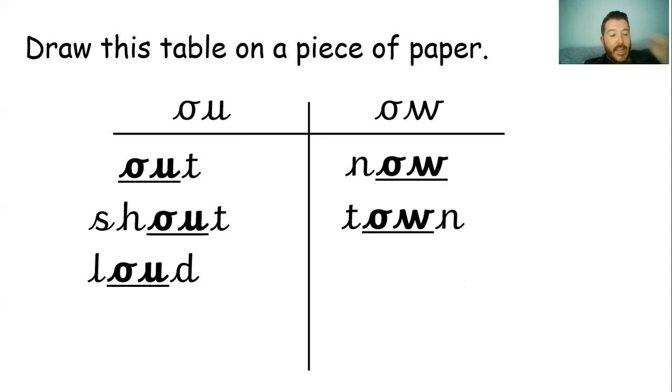Okay, next one is round. Round. Where would round go? Okay, let's have a look. Round. It's O-U. R-O-U-N-D. Round. The ow's in the middle, isn't it?